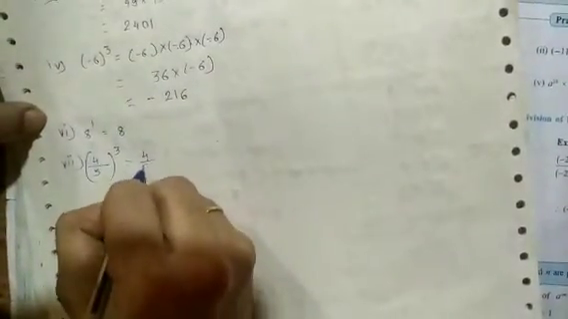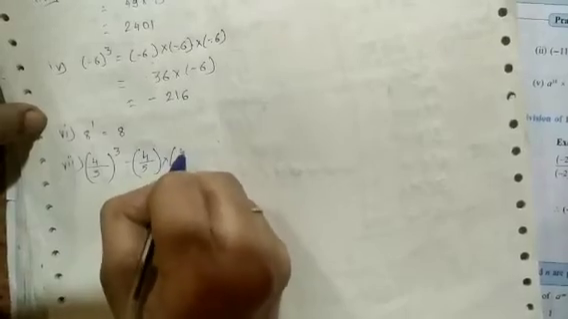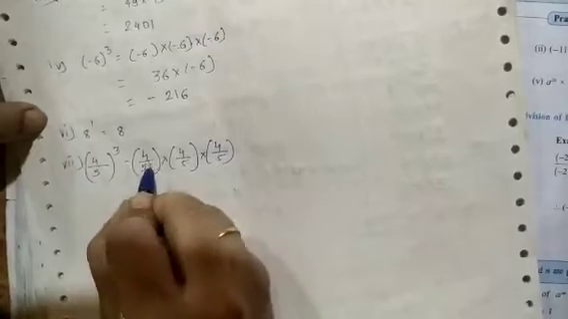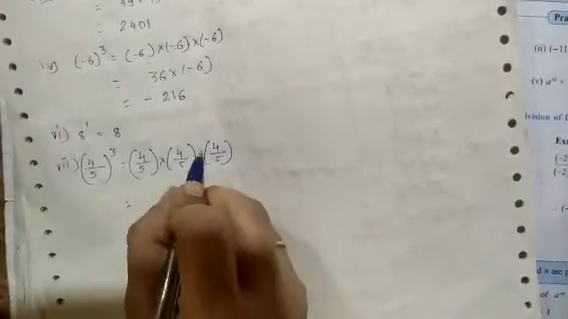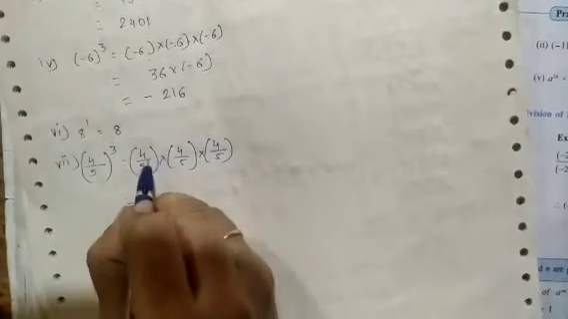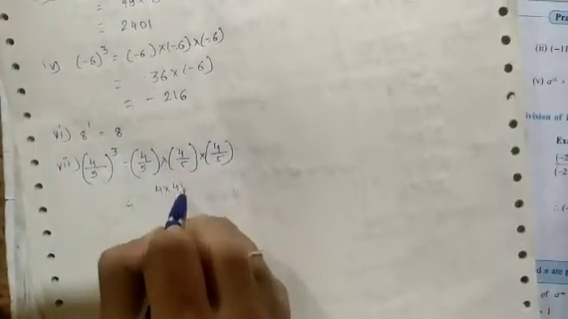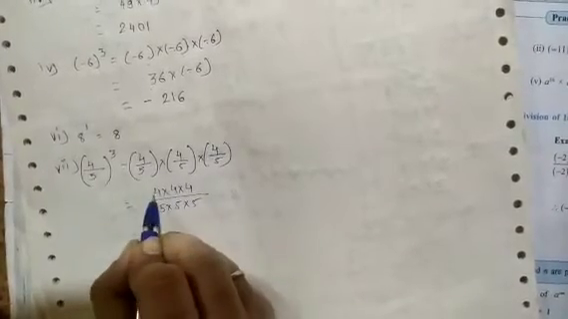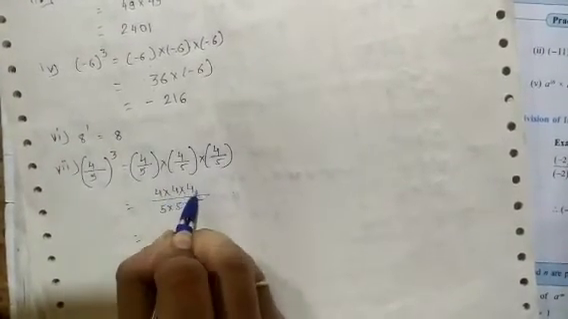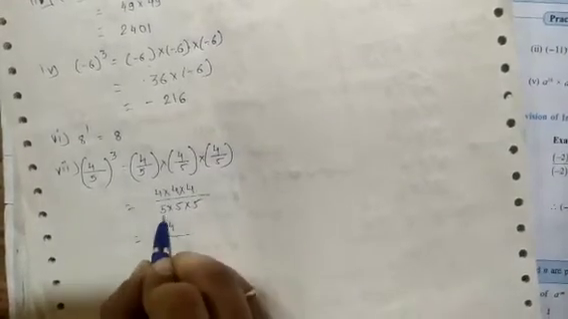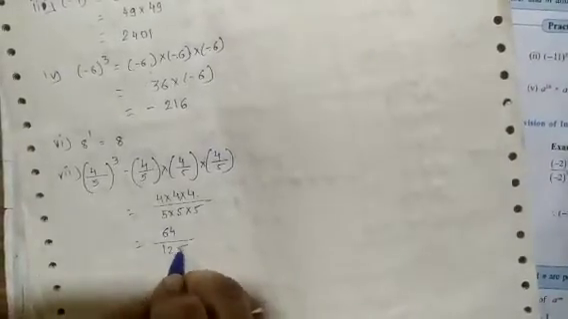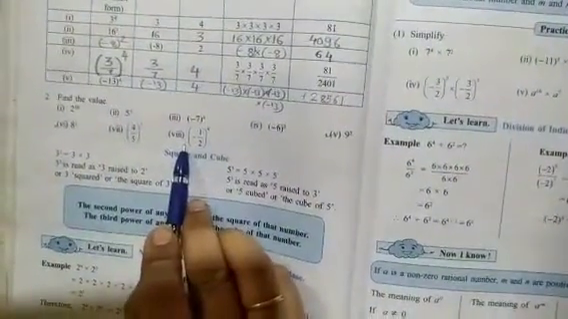That means 4 upon 5 you have to multiply 3 times. This is a multiplication form. Then in multiplication, numerator is multiplied with numerator and denominator we multiply with denominator. That means 4 into 4 into 4, and here 5 into 5 into 5. That is 4 fours are 16, 16 fours are 64, and here 5 fives are 25, 25 fives are 125. This is your answer. Now similarly the seventh one is your homework.